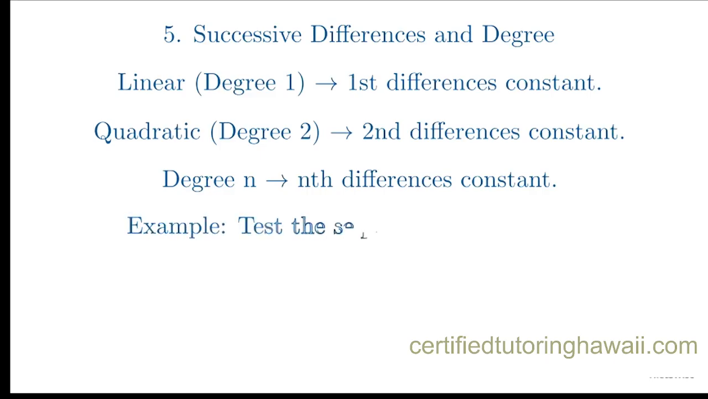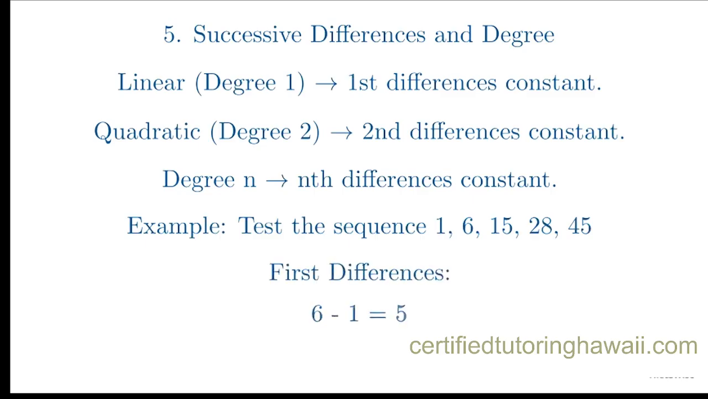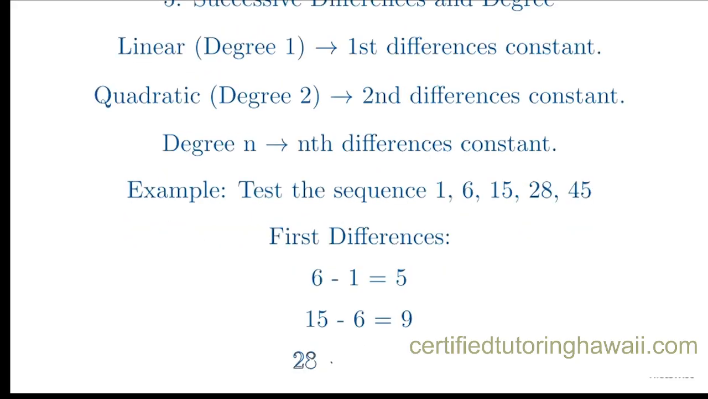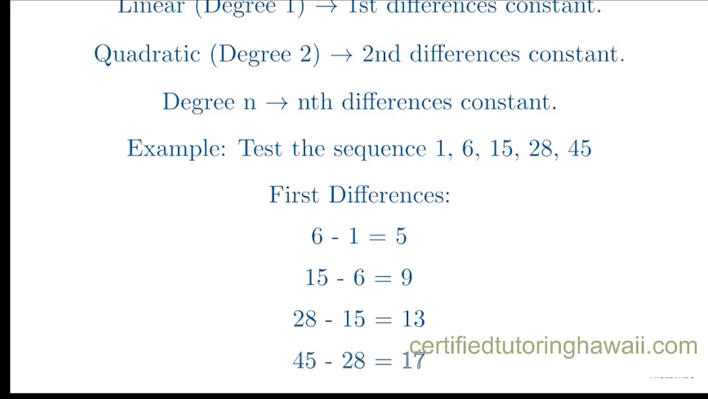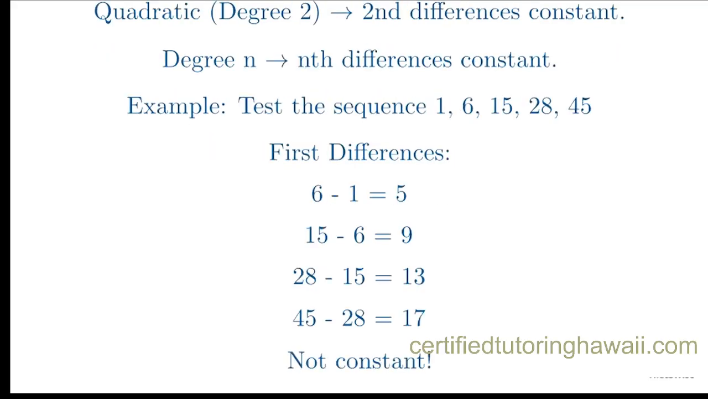Here's a sequence of numbers: 1, 6, 15, 28, 45. Let's find the first differences. We subtract each term from the next one. 6 minus 1 is 5. 15 minus 6 is 9. 28 minus 15 is 13. And 45 minus 28 is 17. The first differences are 5, 9, 13, 17. This is not a constant sequence, so the original sequence is not linear.